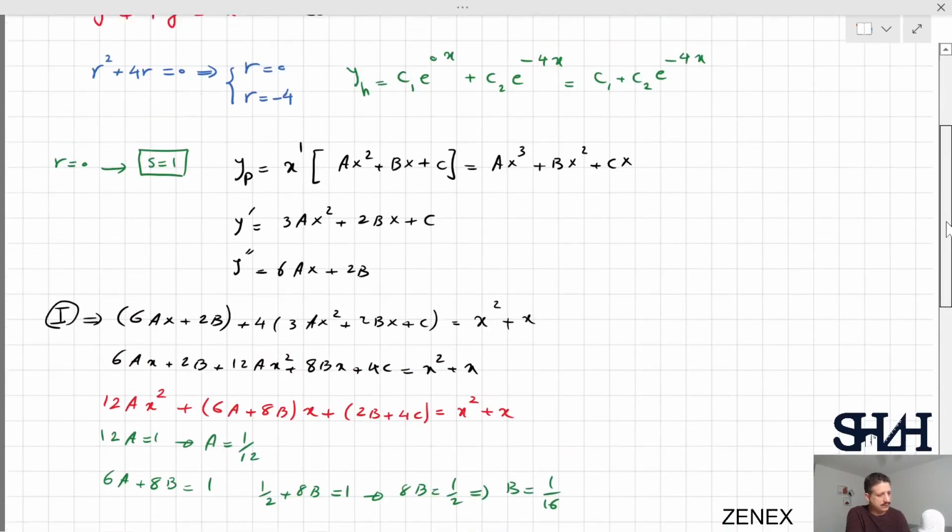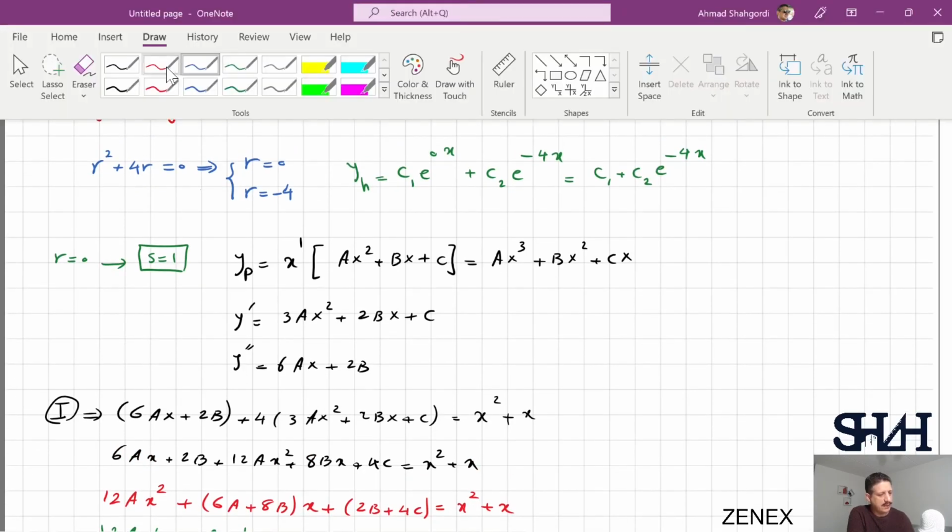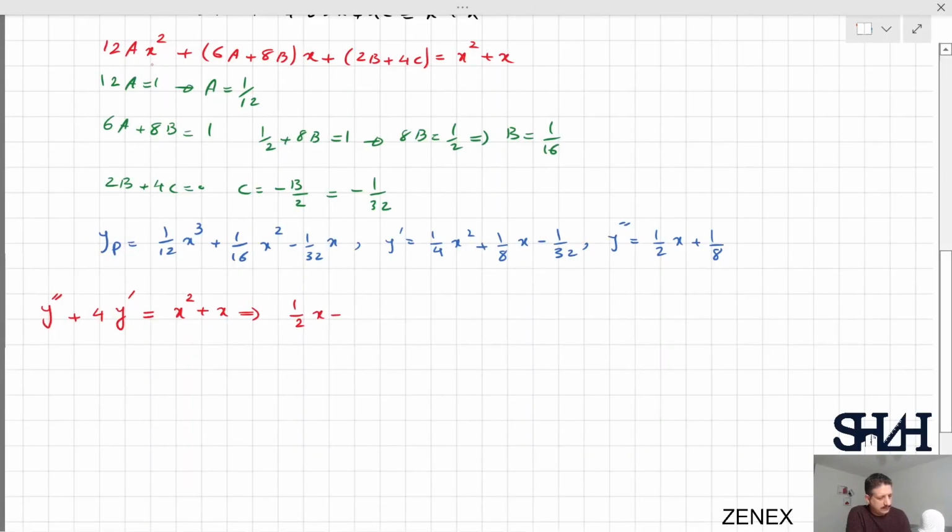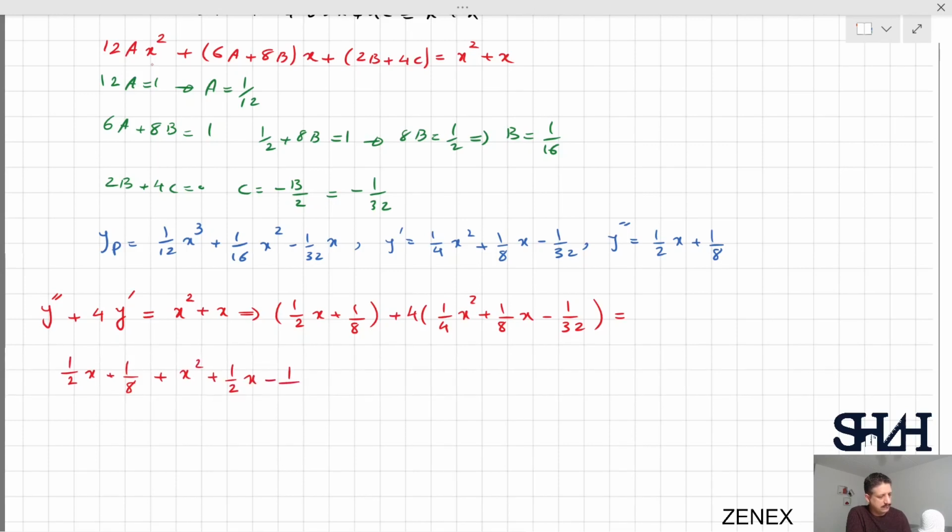Now we can substitute these in the main equation that we had. 1 over 2 x plus 1 over 8 plus 4 times (1 over 4 x² plus 1 over 8 x minus 1 over 32) equals 1 over 2 x plus 1 over 8 plus x² plus 1 over 2 x minus 1 over 8. These are gone. 1 over 2 x plus 1 over 2 x will be x. So the answer will be x² plus x, which is the same as the right-hand side.